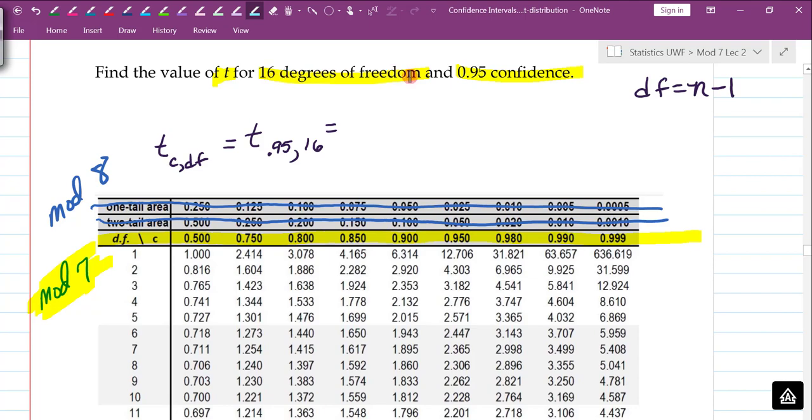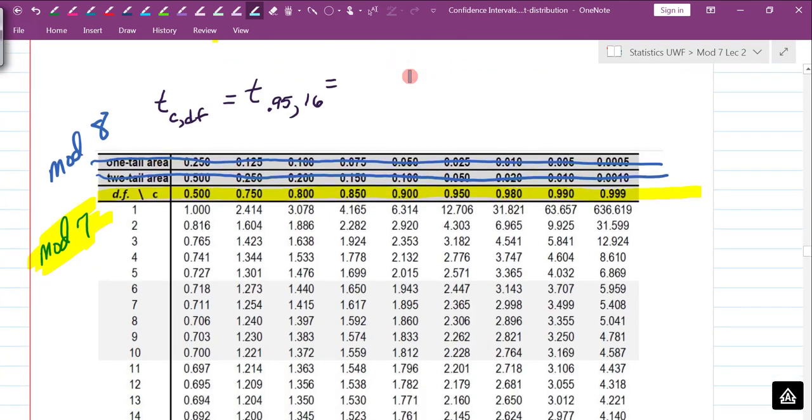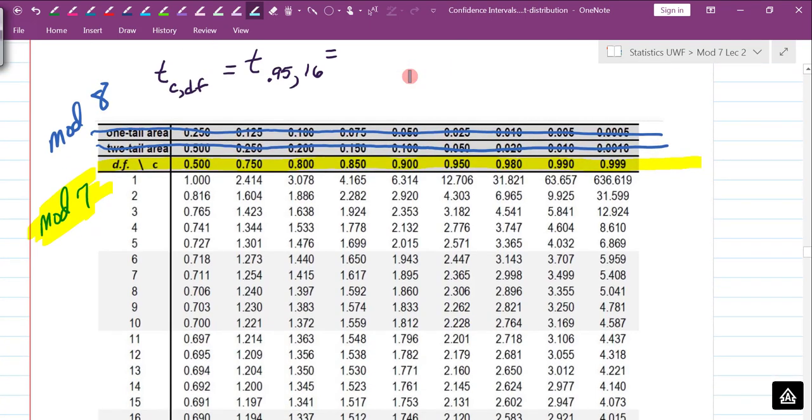So df is this column right here. All of these in here are your df. Highlight it in blue. And then, actually, I'm sorry, this over here is your confidence coefficient. So your confidence coefficient is right up here, and that is c.